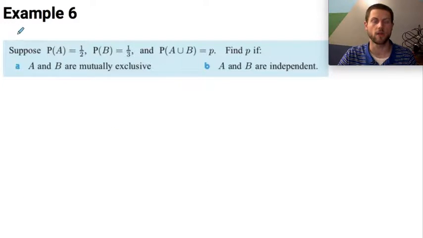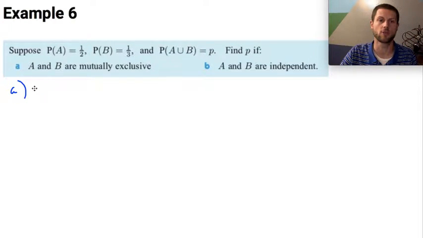So let's take a look at an example of this. Here I've got two different probabilities. The probability of event A occurring is 1/2, the probability of event B occurring is 1/3, and the probability of A or B is P. Let's find what the probability of P is if A, they're mutually exclusive, and B, if they're independent. So these are obviously two different scenarios.